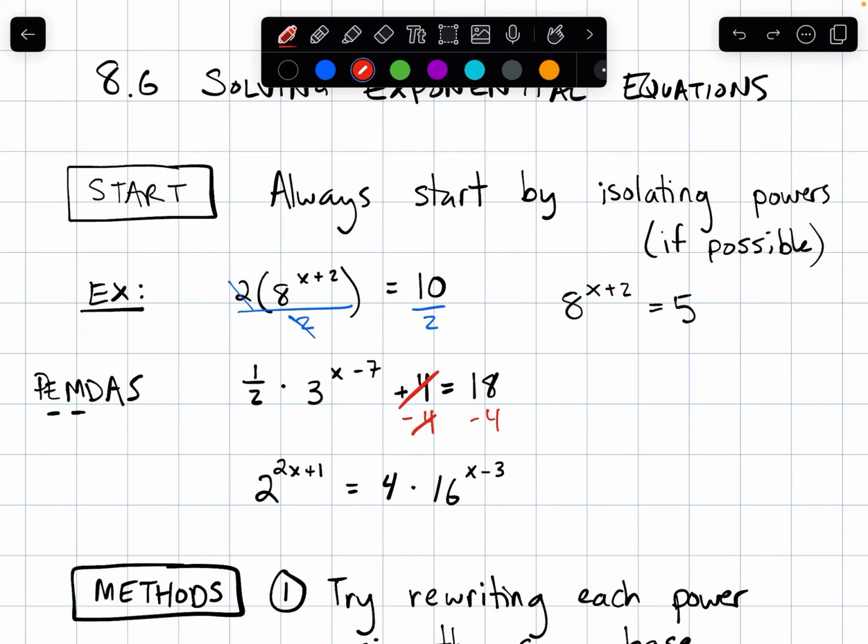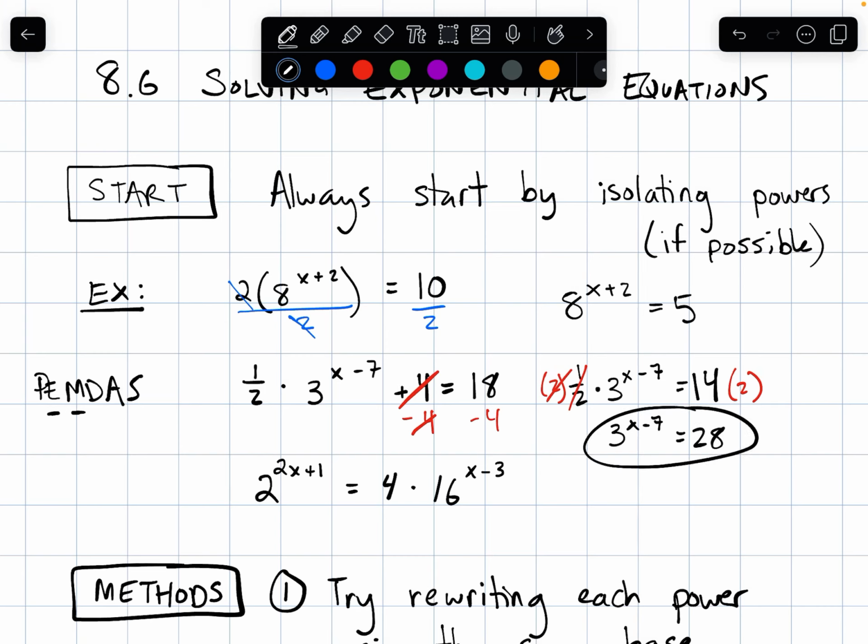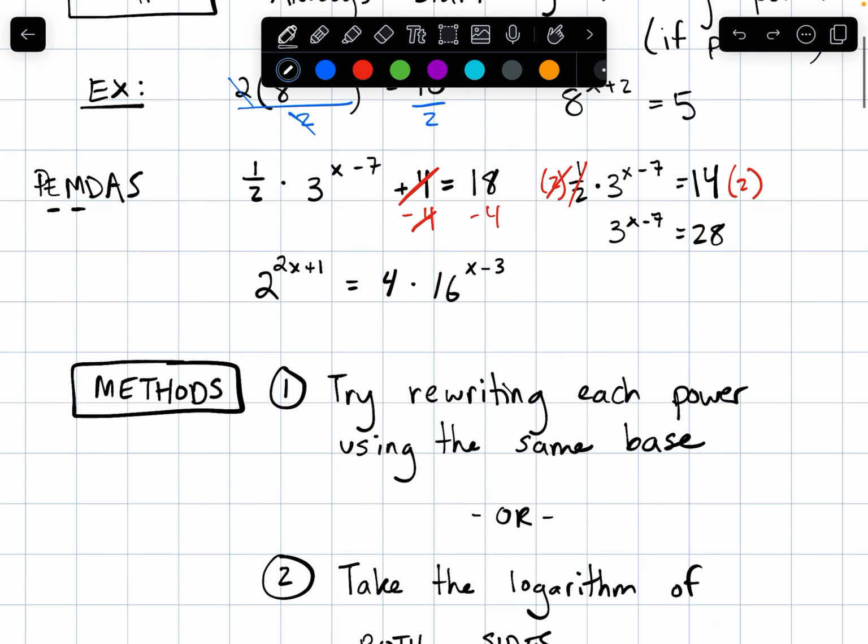So that would then give me 1/2 times 3 to the x minus 7 equals 14. I then want to get rid of the 1/2 so I can multiply both sides by 2. 1/2 of 2 is just 1, so those cancel. And 3 to the x minus 7 equals 28. So again, this is not your answer, but this is how you would begin the next step of the problem solving. And then this last one here.